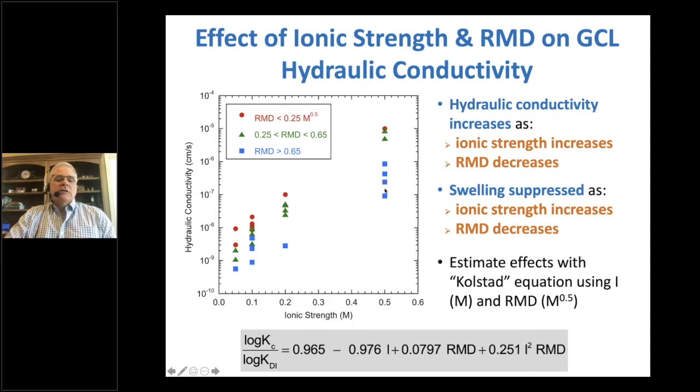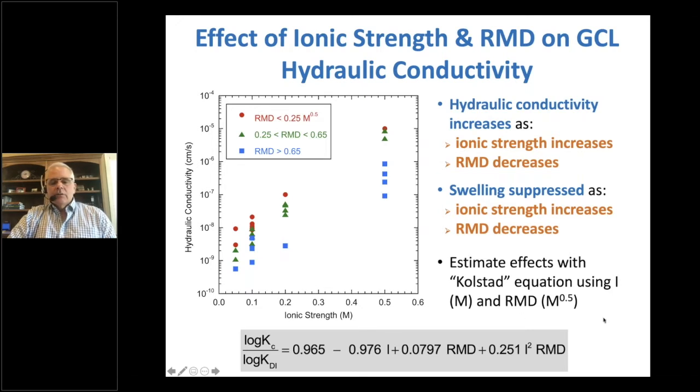And as we change it from a more monovalent solution, shown here in blue, to a more divalent solution, shown in red, it becomes more permeable. We see that consistently. The monovalents have lower hydraulic conductivity than the polyvalent solutions. The more polyvalent it is, the higher the hydraulic conductivity. The more concentrated it is, the higher the hydraulic conductivity.